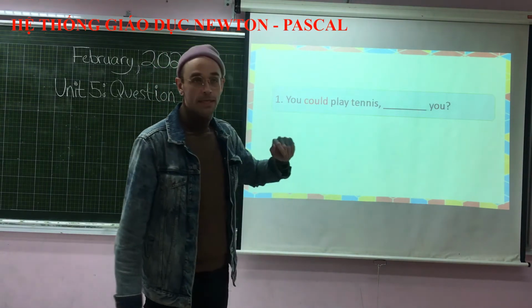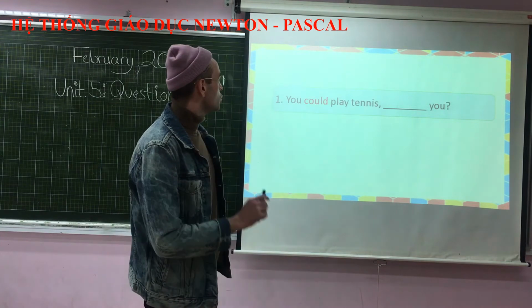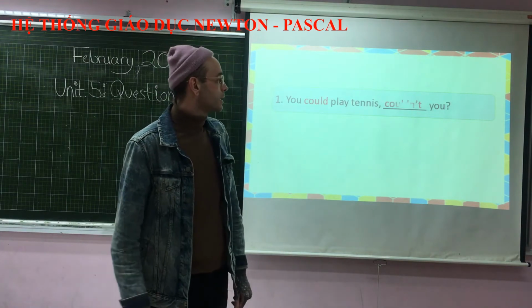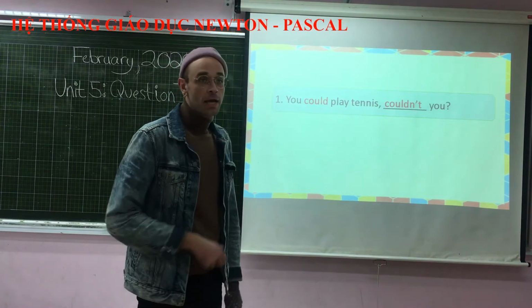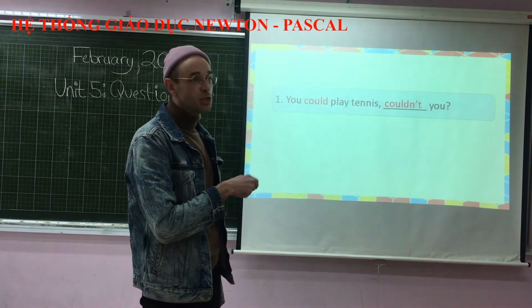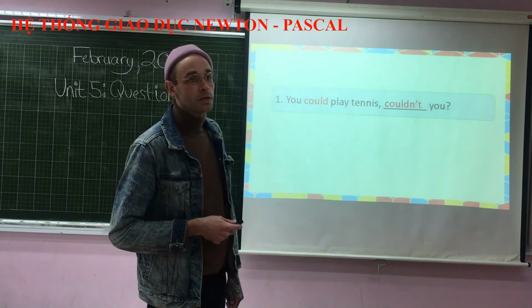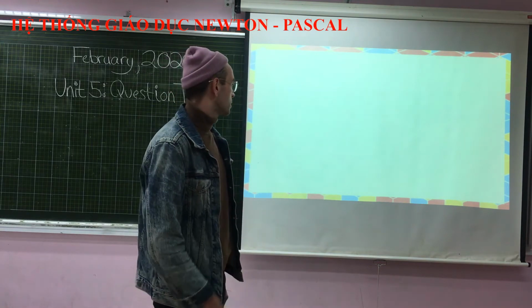Okay, so this sentence here should read, you could play tennis, couldn't you? Could is positive on the left. That means on the right we need to have the negative form of could, which is couldn't. Okay?